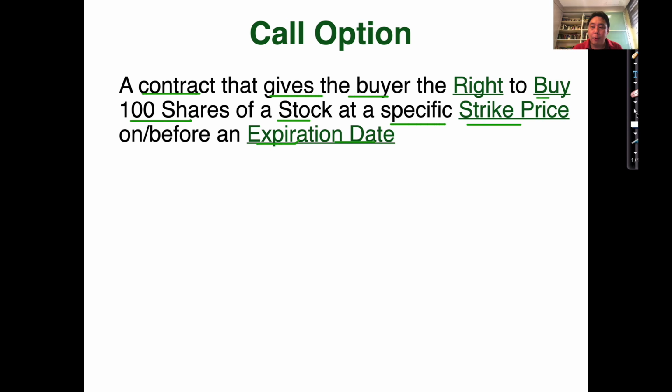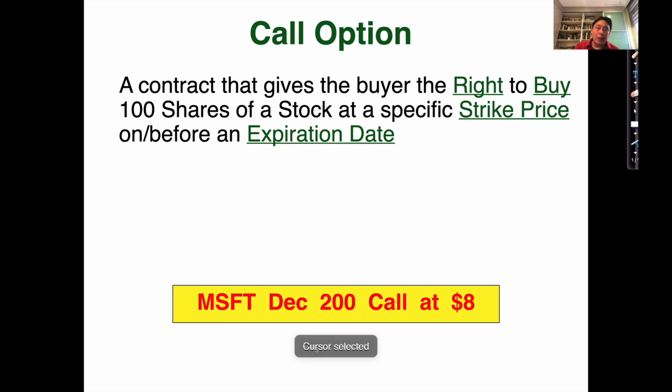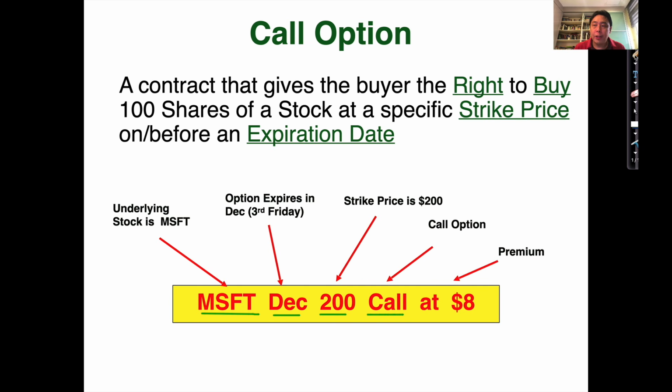So here's an example of what an options contract looks like. This is the Microsoft December 200 strike call option. So what does this mean? So let's imagine right now that Microsoft, the stock price itself, is selling at $200.